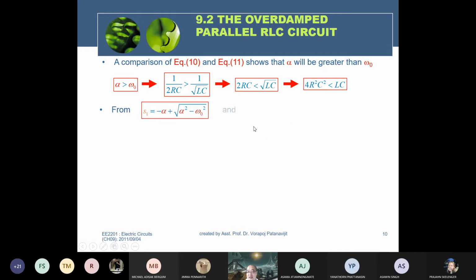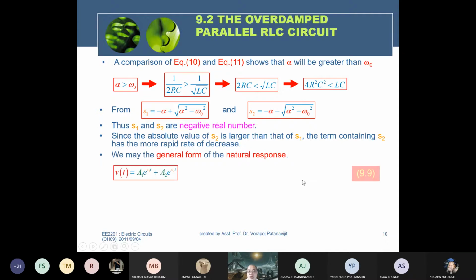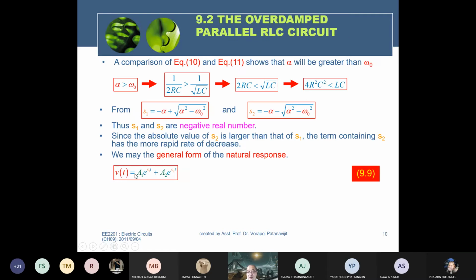S1 will be a real number, and S2 will be another real number. Both S1 and S2 are negative real numbers. Since the absolute value of S2 is larger than that of S1, the terms containing S2 have a more rapid rate of decrease. The general form of the natural response is shown in equation 9: V equals A1 e^(S1 t) plus A2 e^(S2 t).